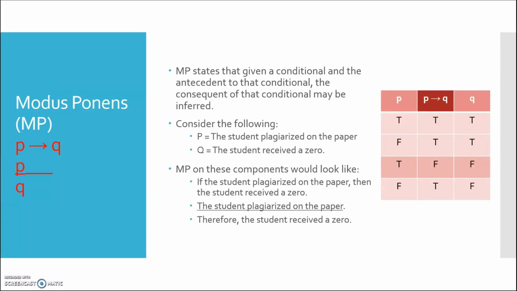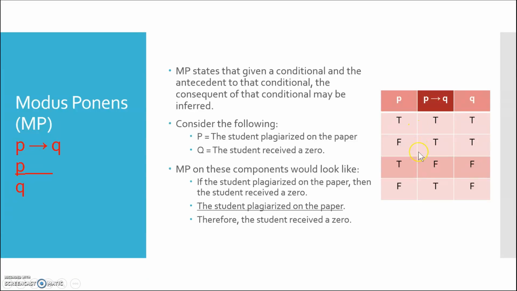The first rule we're looking at is modus ponens, or often just called MP. And this rule states that given a conditional and the antecedent to that conditional, the consequent of that conditional may be inferred. So you'll see here the conditional statement, if P then Q.